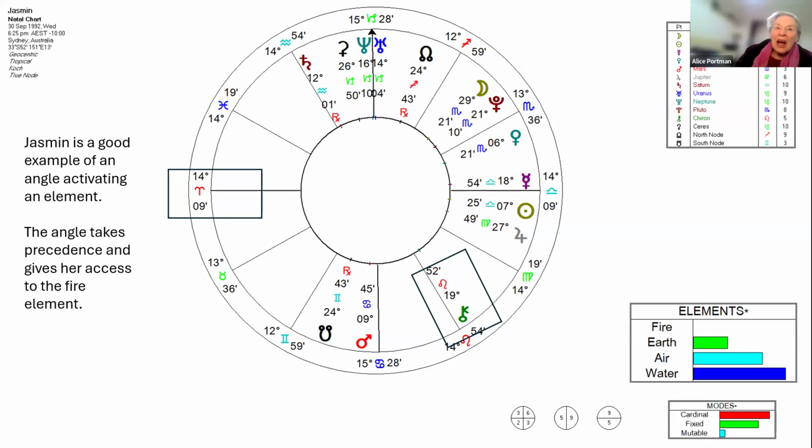Okay. Well, I thought this was good because she's an example. Jasmine, you're a good example of an angle activating an element. Really, the angles take precedence. It makes you different to everybody else born that day. And that's nice. I like to be unique. Of course you do, with Uranus Neptune on the midheaven. It gives you really strong access to the fire element because of that placement.